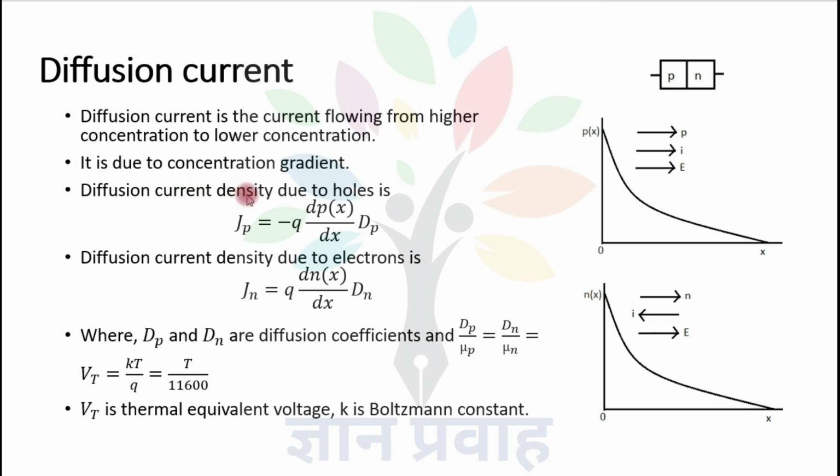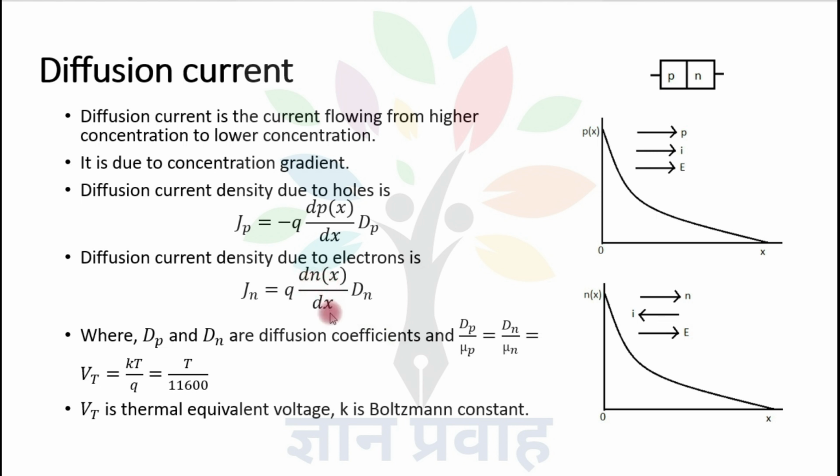The diffusion current density due to holes is Jp equal to minus q Dp dp(x)/dx. Here dp(x)/dx shows the concentration gradient and Dp is the diffusion coefficient. Here the current density Jp is negative because the current is flowing opposite to the direction of the electrons. The diffusion current density due to electrons is Jn equal to q Dn dn(x)/dx, where Dn is the diffusion coefficient for n-type material.